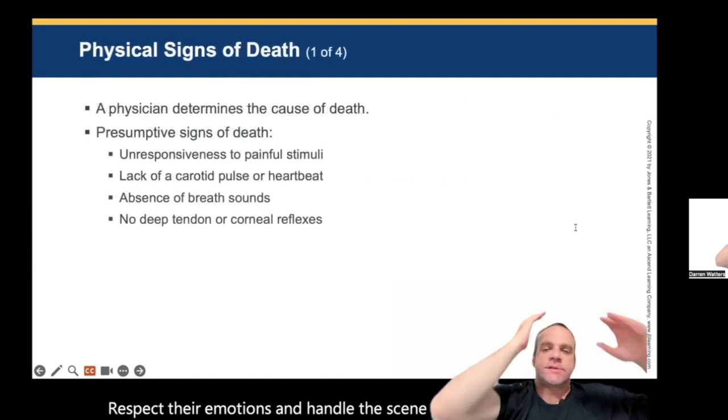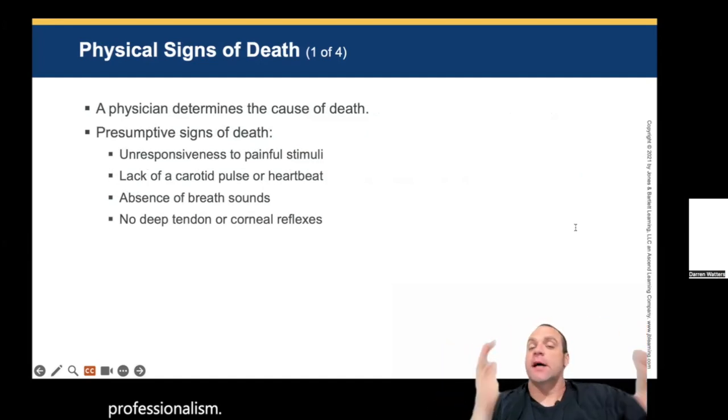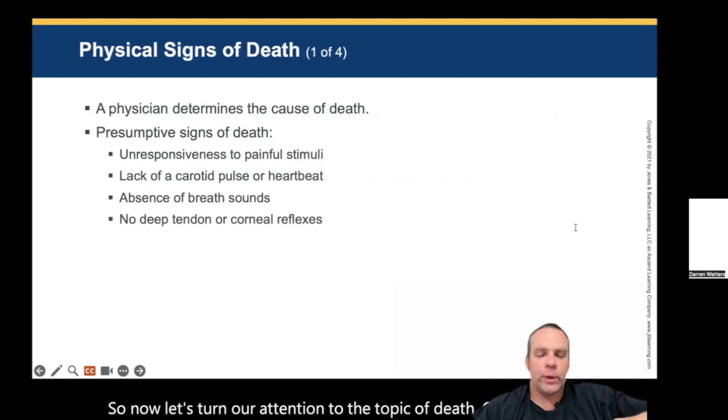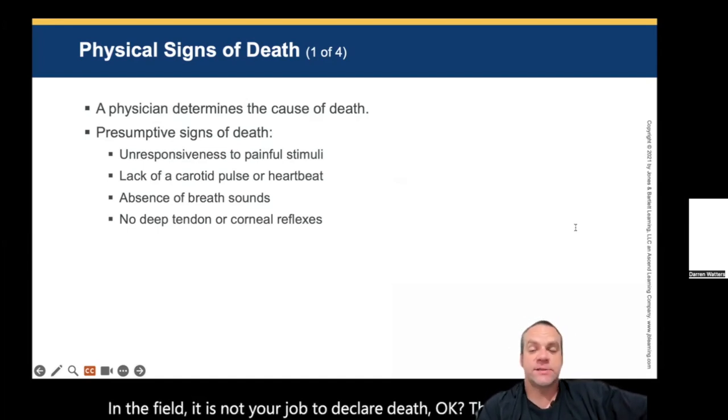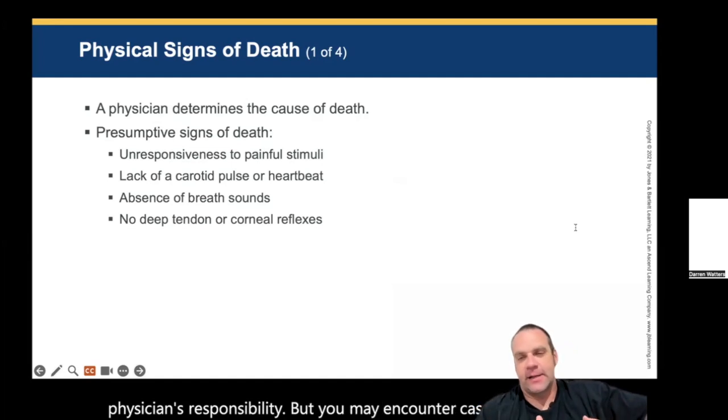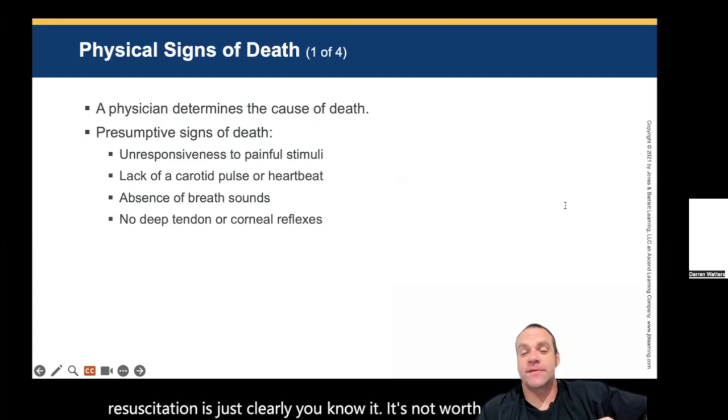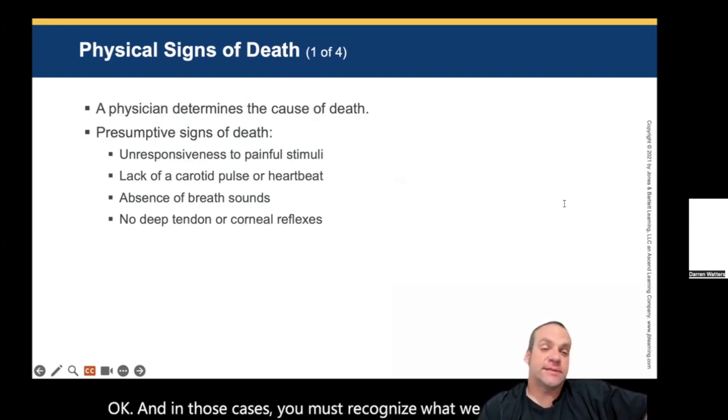So now let's turn our attention to the topic of death, and how EMTs recognize when resuscitation is inappropriate. In the field, it is not your job to declare death. That's really the physician's responsibility. But you may encounter cases where resuscitation is clearly not worth doing. In those cases, you must recognize what we call signs of death to guide your decisions.